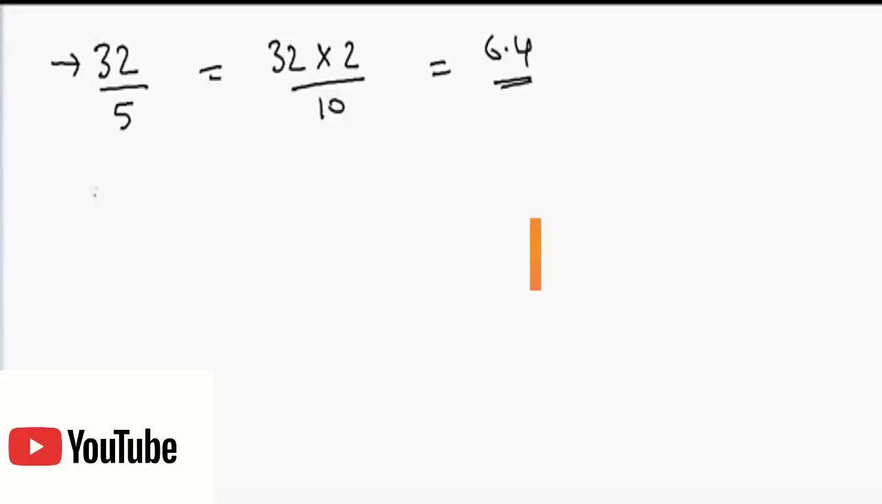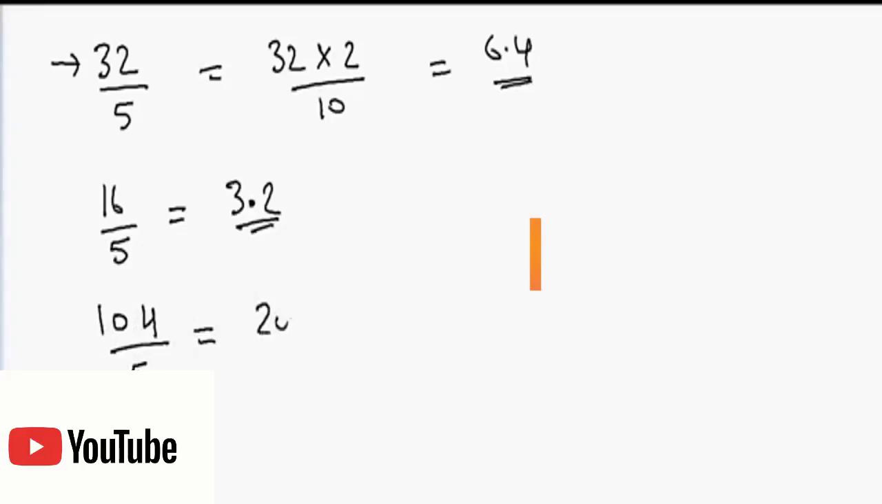Another example: suppose I have 16 and I want to divide by 5. The answer is 2 times 16 is 32, and then put a decimal here. So that's your answer. Again, if I have 104 and I want to divide by 5, what would be the answer? 2 times 104 is 208, then a decimal here.